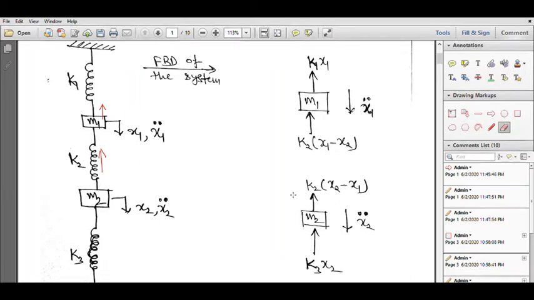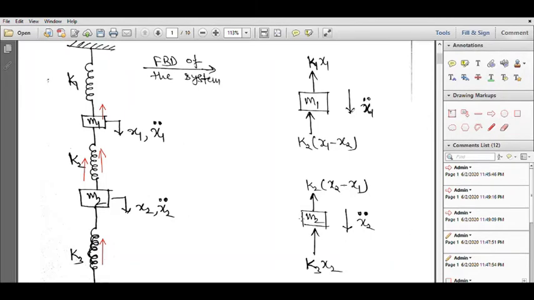Now we'll come to mass m2. Mass m2 is also moving in downward direction for this instant. Now as mass m2 is moving in downward direction, the spring force in the spring K2 will be in upward direction because that is a restoring force. Similarly, the restoring force in spring K3 will also be in upward direction. The force in spring K2 is also in upward direction, for mass m2 that I am talking about right now.